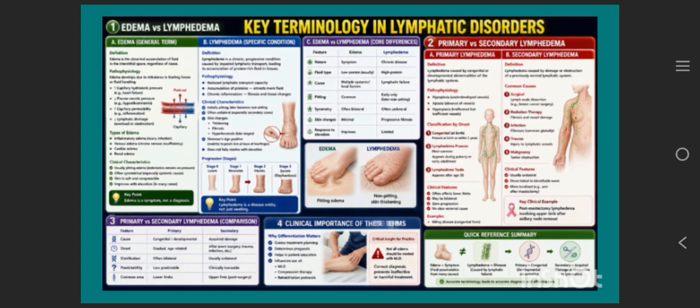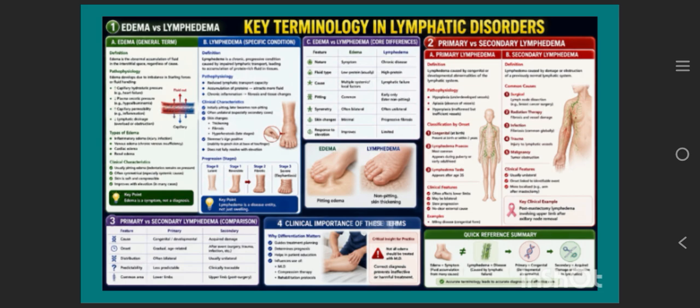What is the clinical importance of these terms? Why does differentiation matter? You should know. Firstly, it guides treatment planning. Secondly, it determines prognosis. Thirdly, it helps in patient education. Fourth, it influences the use of MLD, compression therapy and rehabilitation protocols. These are the clinical reasons why differentiation matters.